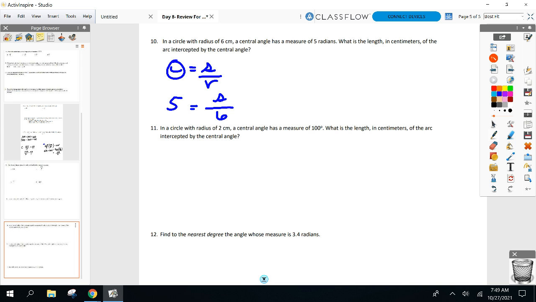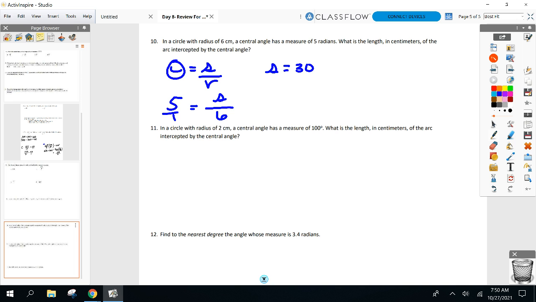Cross multiply. Put the 5 over 1 if you'd like. S equals 30, or the arc length equals 30. Next up, number 11, right underneath it.